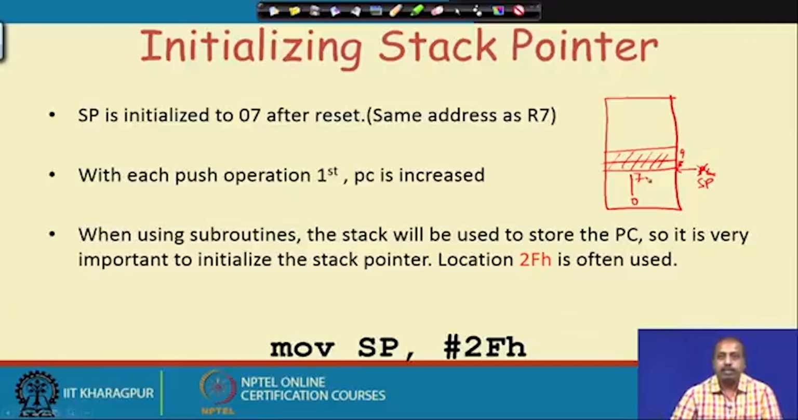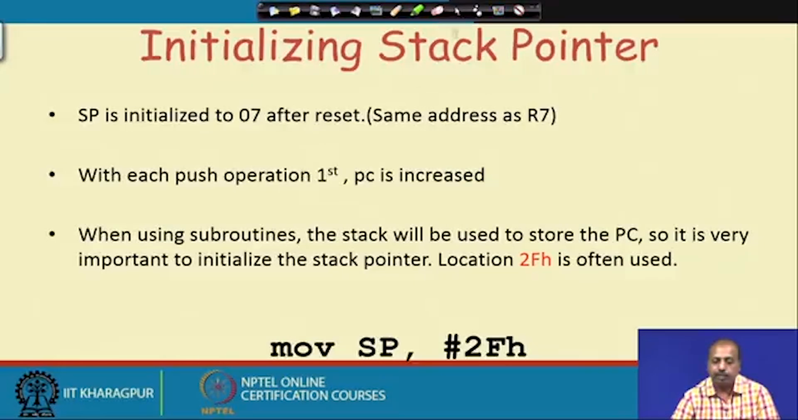When using subroutines, the stack will be used to store the program counter, so it is important to initialize the stack pointer. In many cases we will use 2F hex as the stack pointer value, because after that we normally do not have the register banks. This is just advice. If you find that your program is using even this location, then you have to find a suitable chunk of memory that can be used as stack, and initialize the stack pointer that way. Initializing the stack pointer is very simple: mov SP, #2F hex in this particular case.